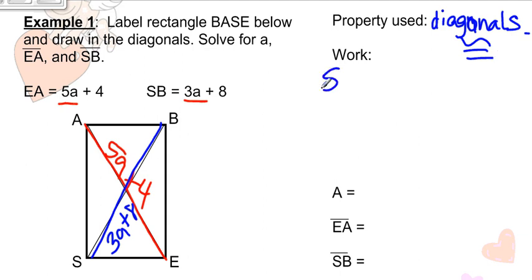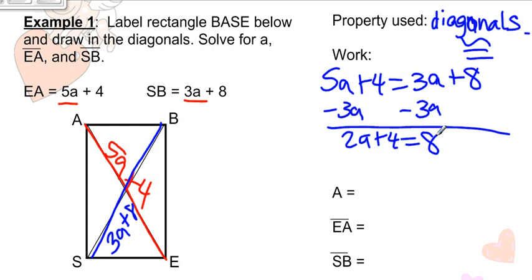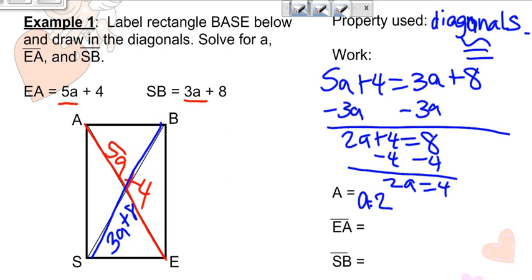So 5a plus 4 equals 3a plus 8. And we're going to subtract the 3a to the other side. We get 2a plus 4 equals 8. And then subtract the 4. And 2a equals 4, or a equals 2. Since I already have it written there, I'm just going to write it at the bottom.